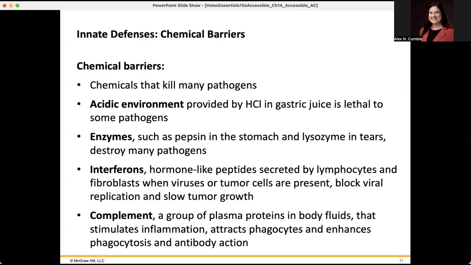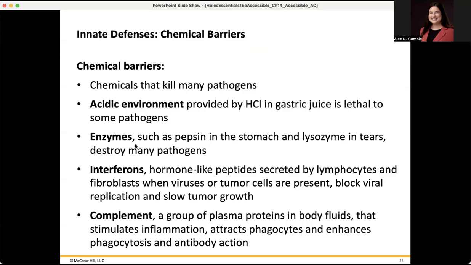Another defense, part of our second line of defense for innate defenses, is chemical barriers. There are lots of chemicals in your body that will kill pathogens. One example of this could be acidic environment. Certain pathogens, if you consume them, your hydrochloric acid in your stomach could kill them, right? So they don't become a problem. There are other organisms that have found a way to evade this, right? But certain pathogens can be killed by just simply an acidic environment, like the one in your stomach.